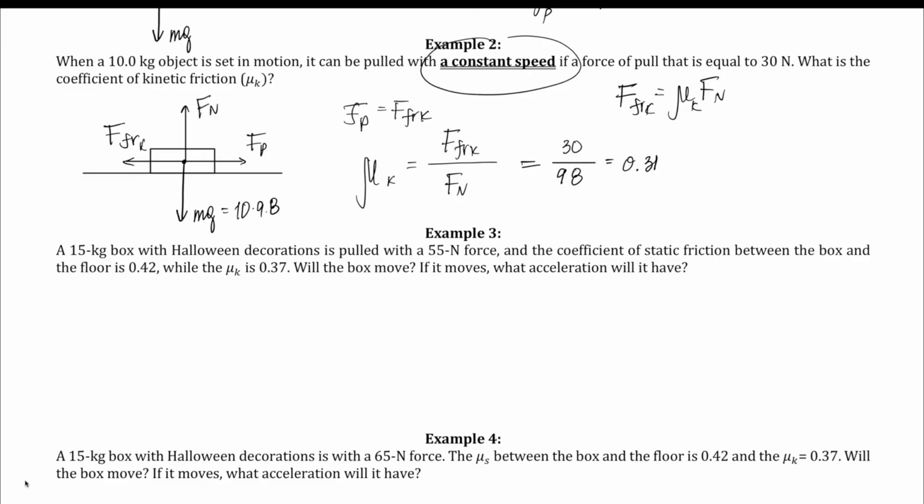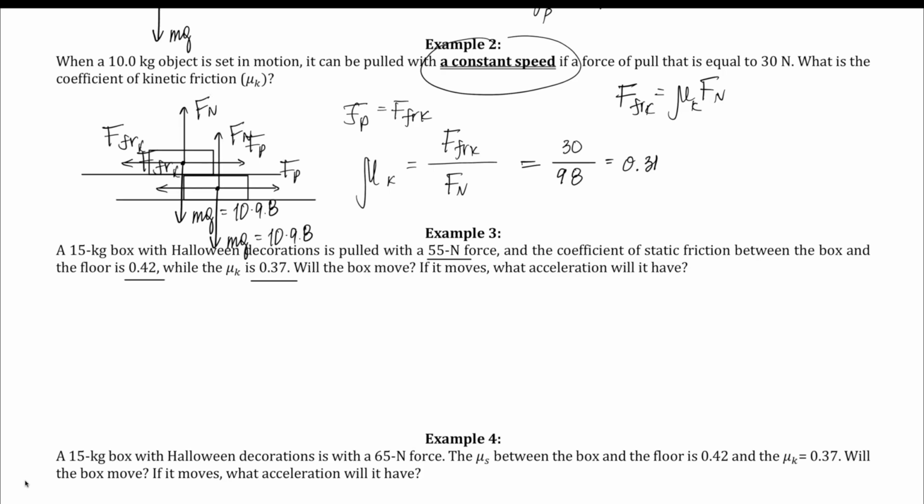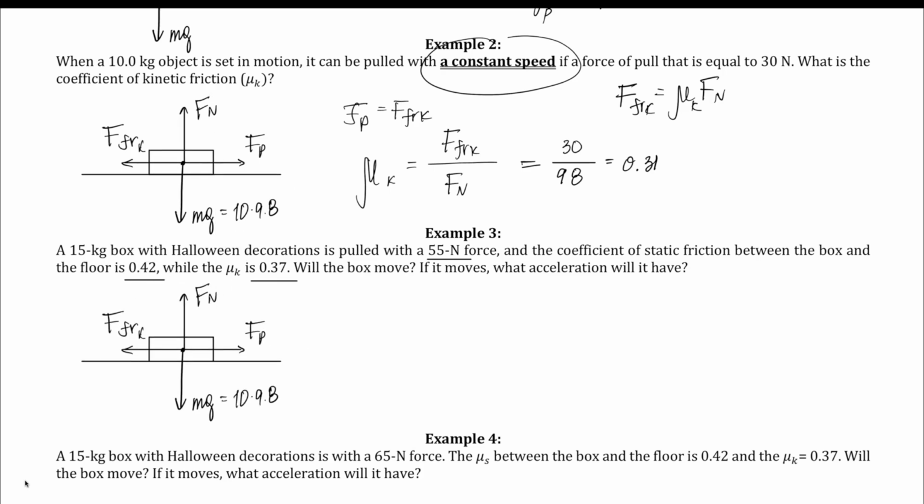Example number 3 asks us to figure out whether the box is going to move if we apply 55 Newton force. So there is friction, and see how they sneakily give us 2 mu's. In order for us to figure out if it's going to move or not, we need to find the static friction and compare it to the force of pull. And if force of pull is greater than the static friction, then it's going to move. And if it's not, then it's not going to move.